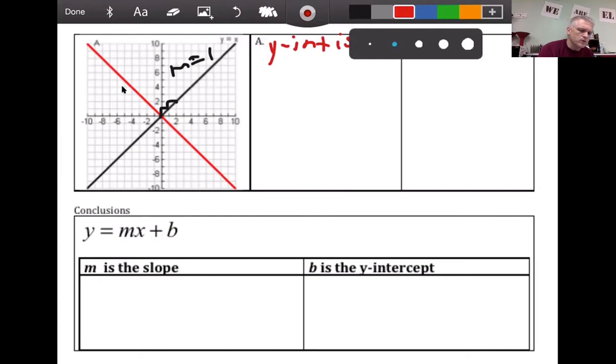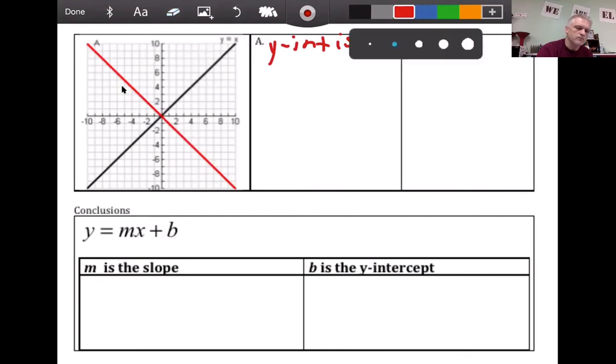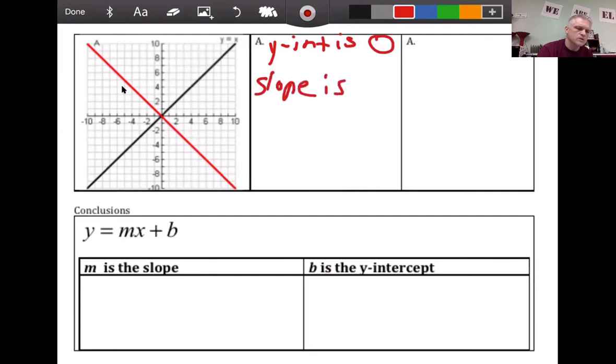Well, the red line also rises 1, runs 1. The only difference is that it rises and runs such that from left to right, it's falling. So we have a negative slope. It's still 1 over 1, but the direction is different. So it's negative 1 over 1. The slope is negative.